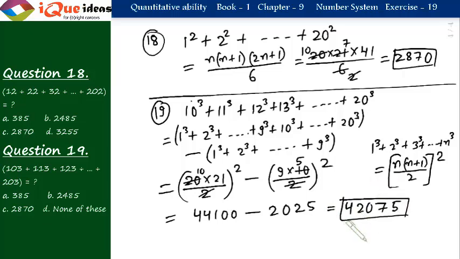So 42075 should be the answer. Find the suitable options. I think it is option D, none of these. So D should be the answer. All right.